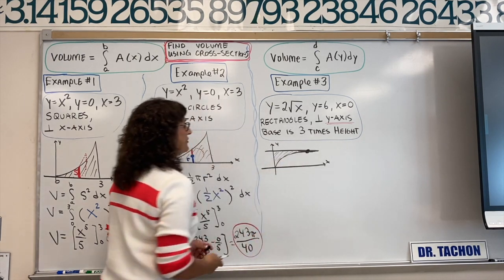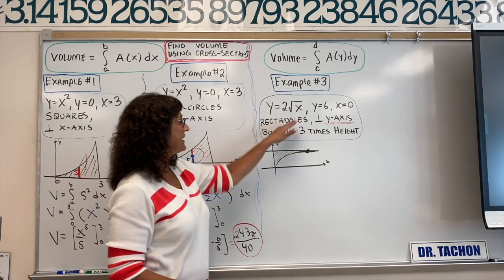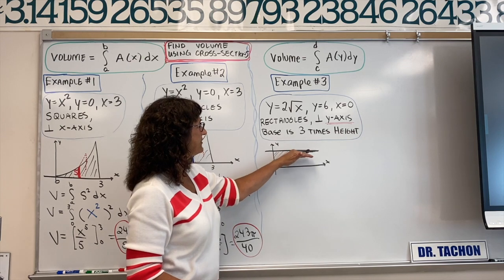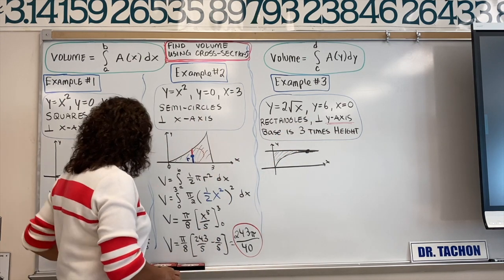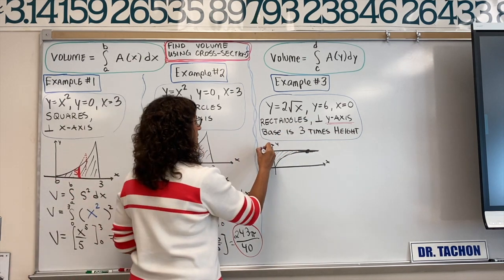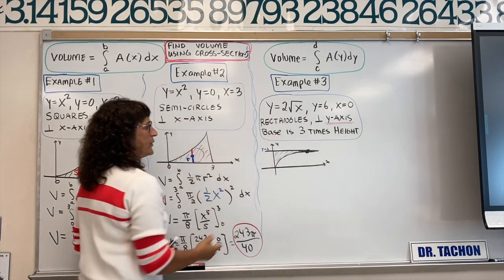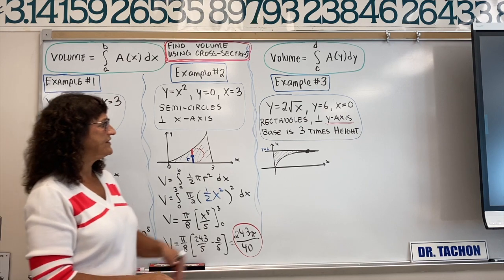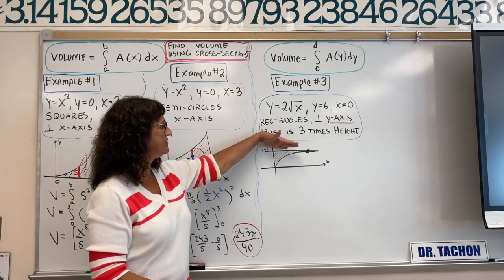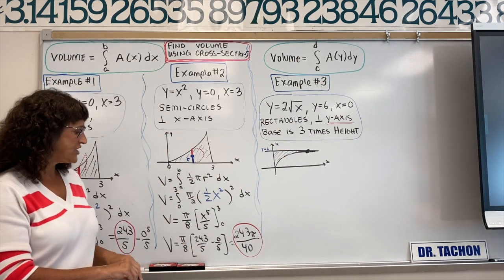Our base is going to be 2 radical x. 2 radical x is the bottom piece here. y equals 6 is my horizontal line right here. This is y equals 6. And x equals 0 is the y-axis. So you can see that it gave me the boundaries, the bottom piece, the top piece and the side. So there's my shaded region.